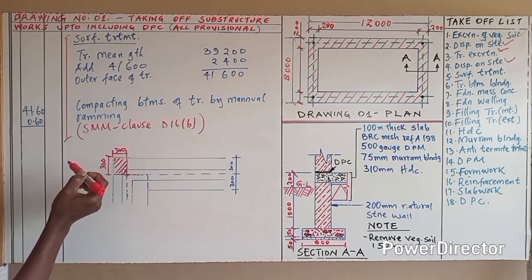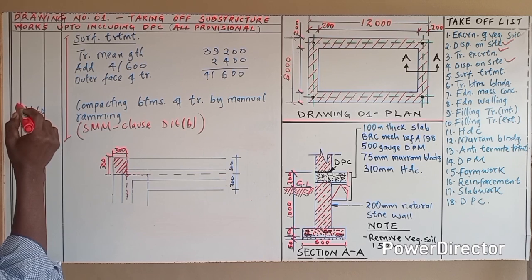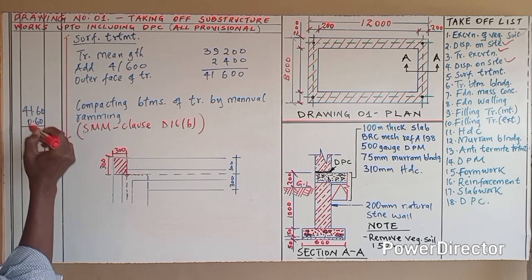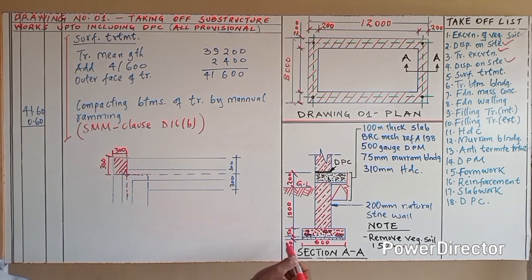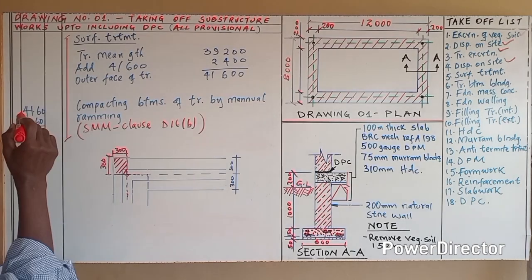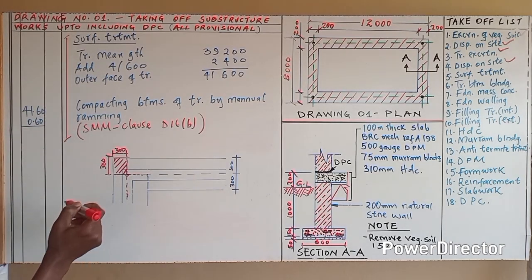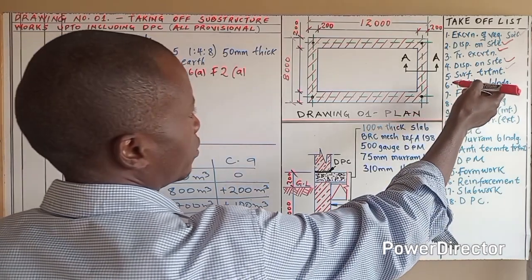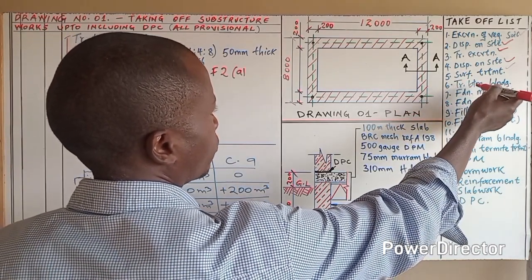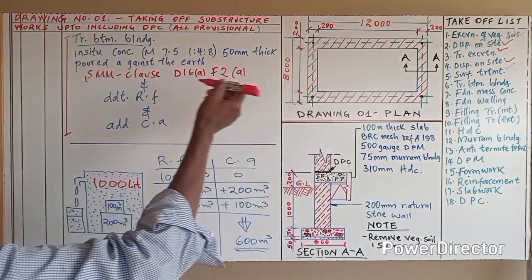Now, if you have to book it here, you book it as 41.60 meters by the width, which is 0.60 meters. Now, let us move to the sixth heading, that is the trench bottom blinding.